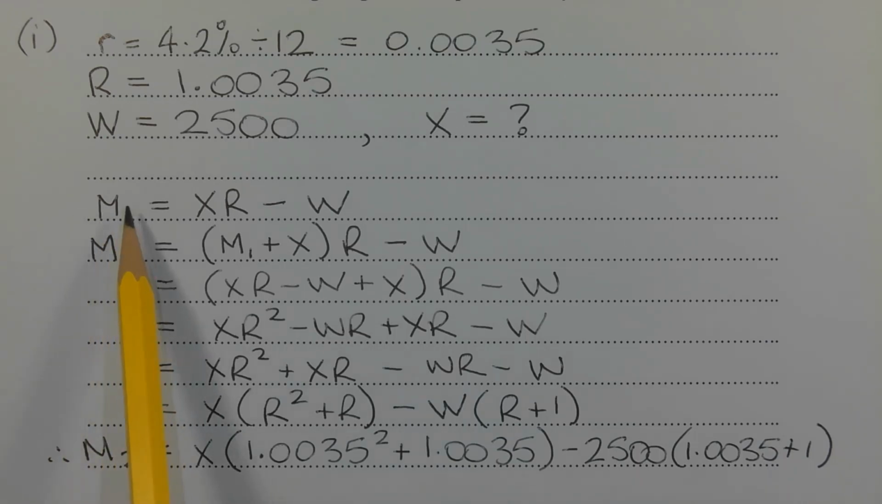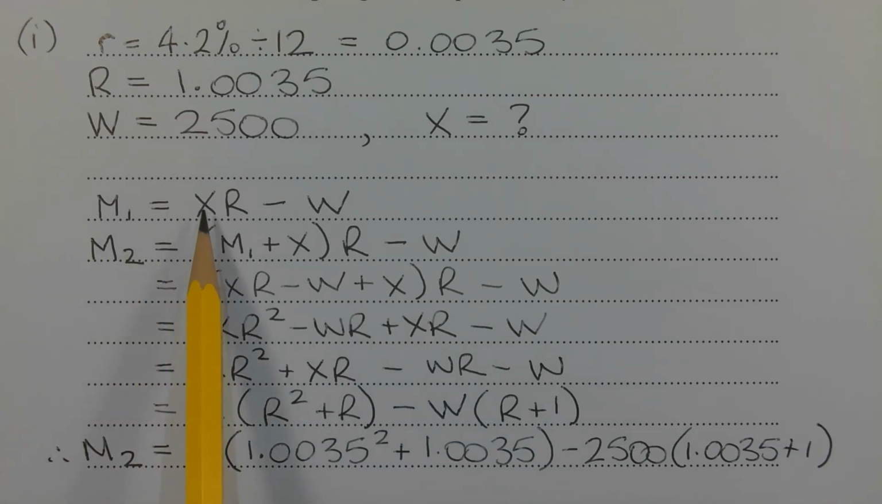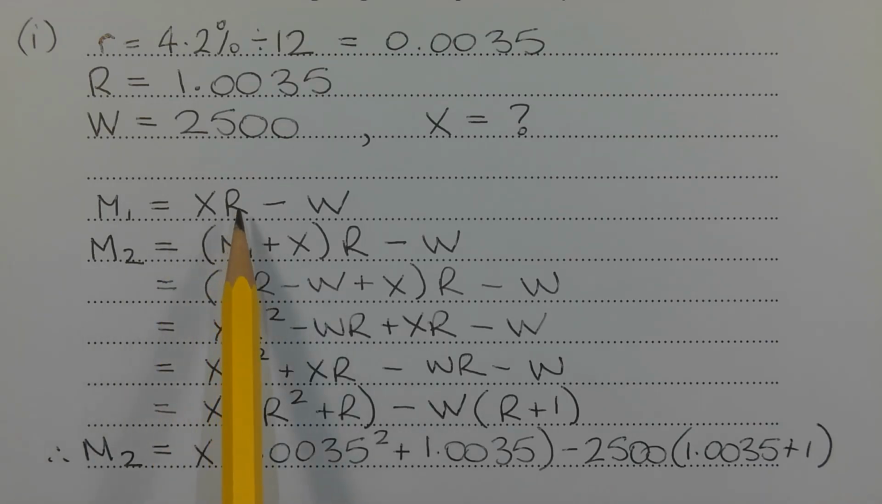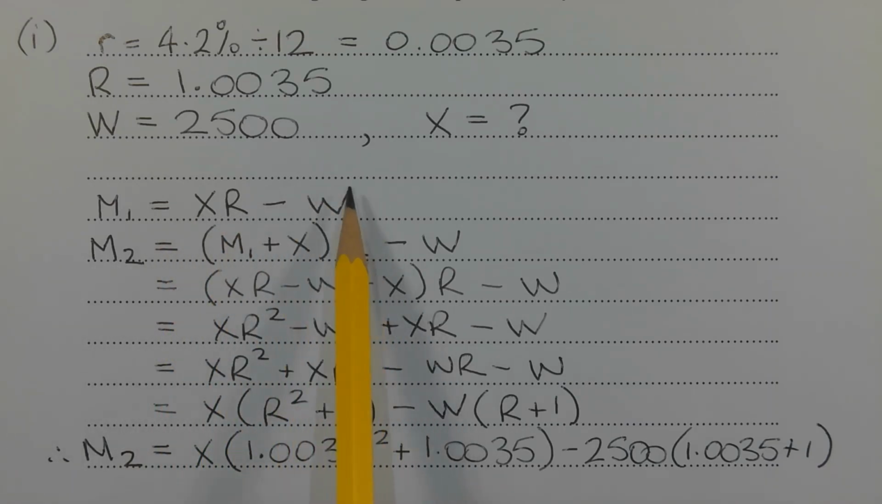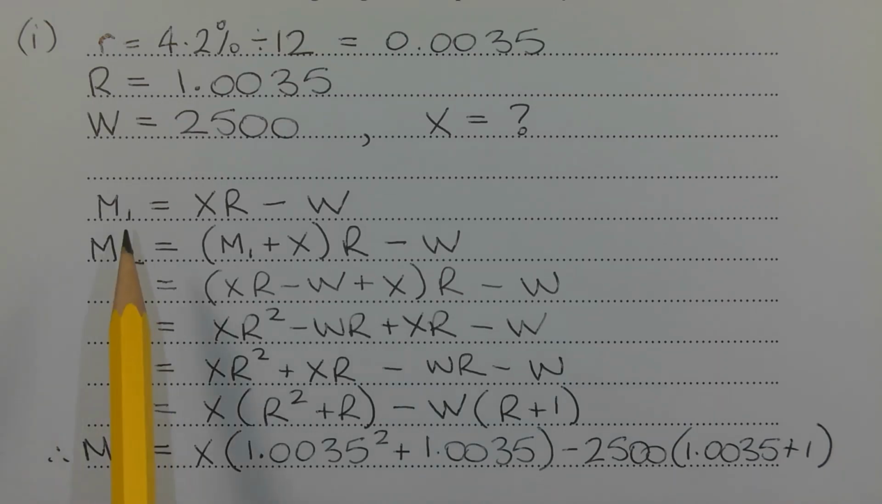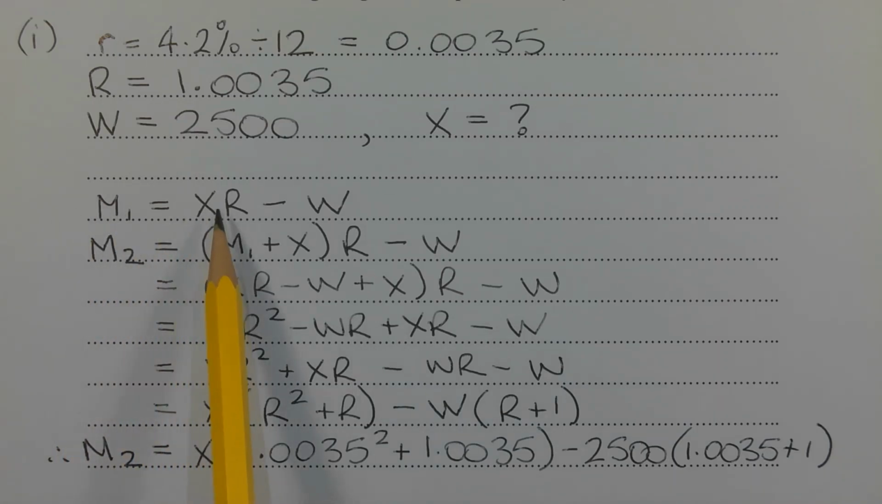Let's consider M1. That's the amount in the account at the end of the first month. Now, Anita is going to deposit X dollars. The bank is going to increase that by 0.35%, and we do that by multiplying X by R, and then the bank is going to withdraw W dollars, which is $2,500. So M1 is equal to XR minus W.